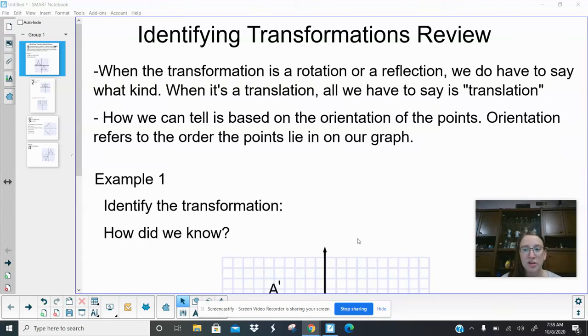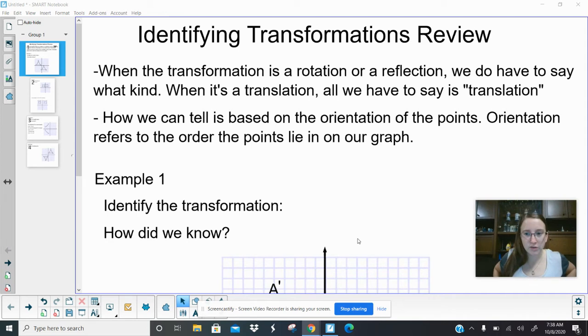Okay, so this was just an optional thing I wanted to do if you were struggling with identifying a transformation, because it is a little confusing knowing exactly what happened, but we just wanted to go through some examples and see if this makes a bit more sense.